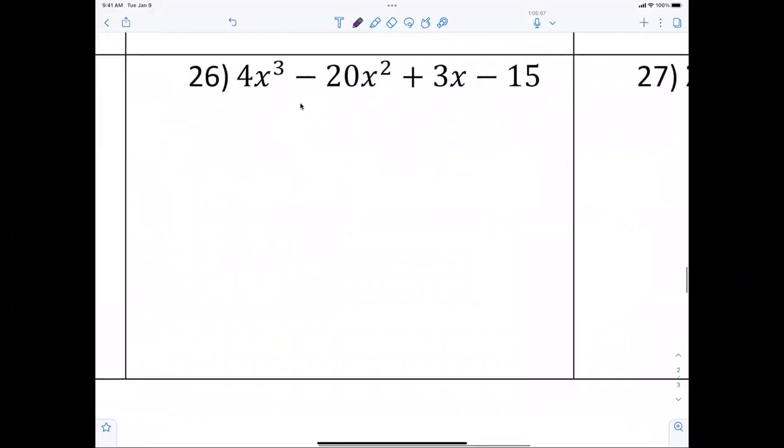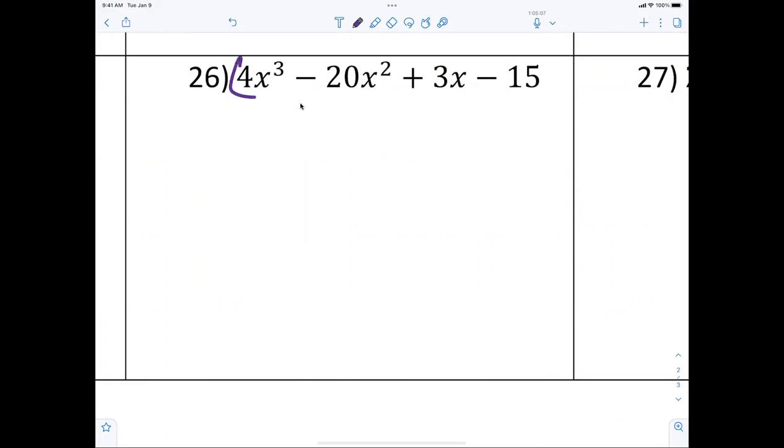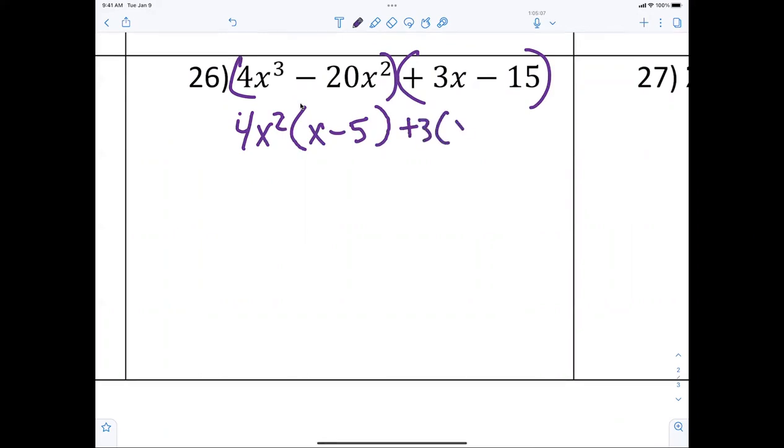All right, let's knock out 26. Everybody try 26 real quick. Let's go. Hopefully you're getting it, it's easy now. I told you. Here we go. What's common? 4x squared. What do we got? X and then x, 5, and you have a 3, and then x minus 1. So now we have x minus 5 and then 4x squared plus 3.